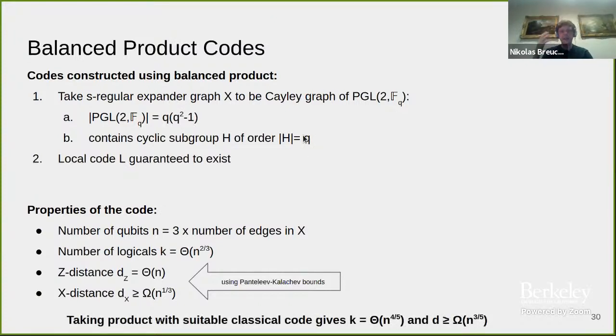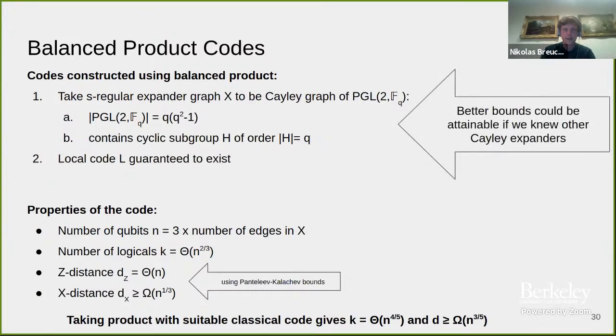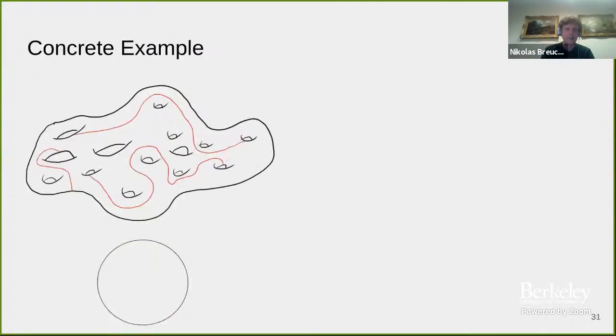And then we can again do this distance balancing procedure by taking a product with a suitable classical code, and we obtain k as n to the 4/5 and d scaling as n to the 3/5. We can maybe try different groups here to get different parameters, but we haven't found any.